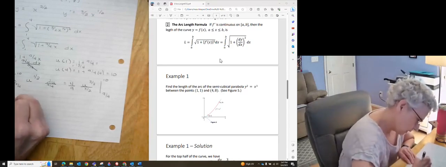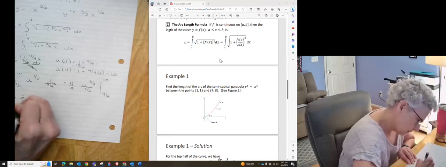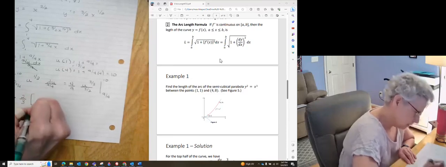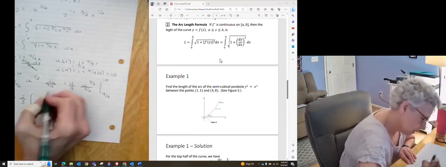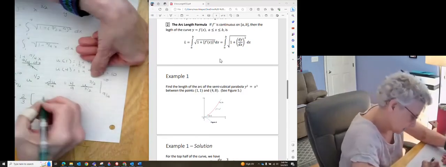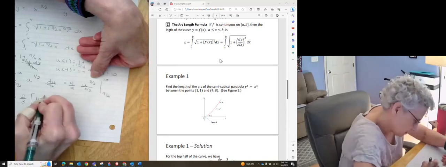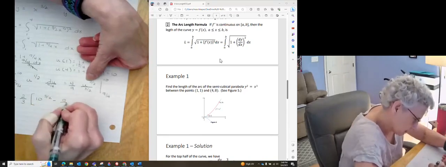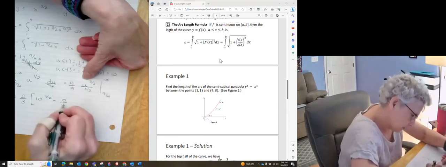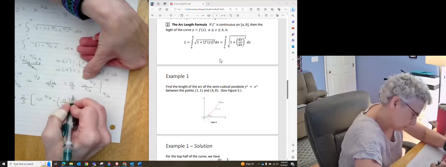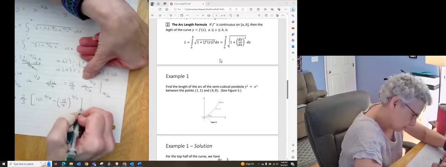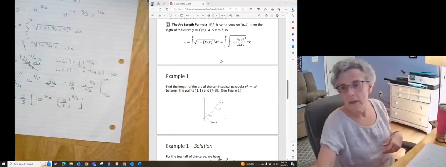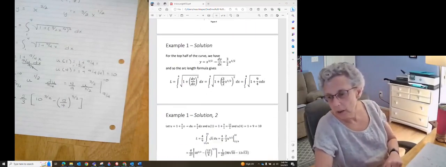4 over 9 times 2 over 3, I just invert and multiply. I have 10 to the 3/2 minus 9 over 4 to the 3/2. And let's look at the pretty answer.